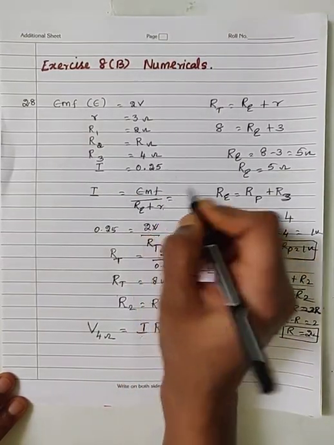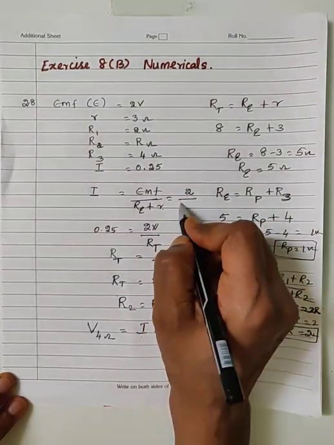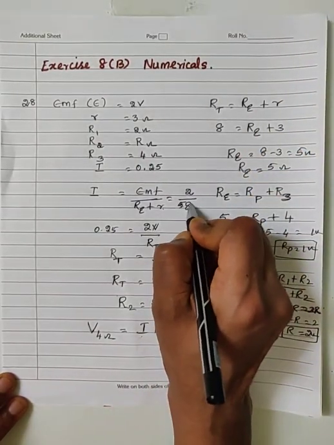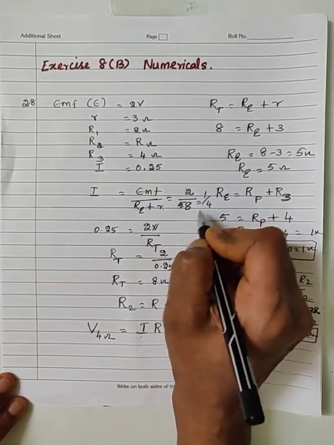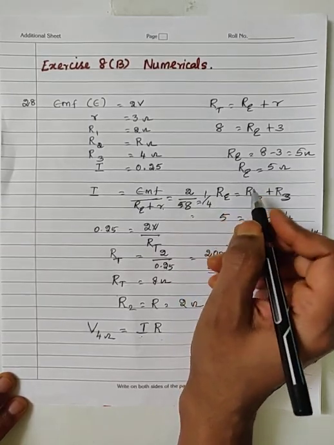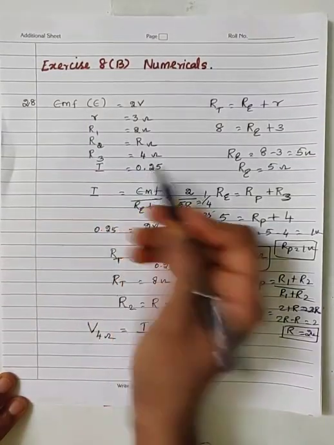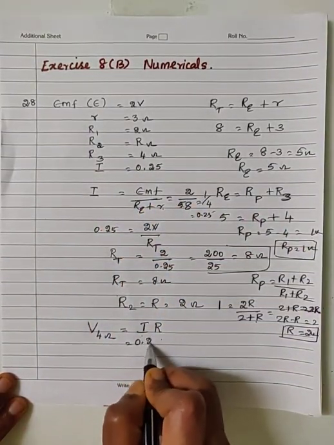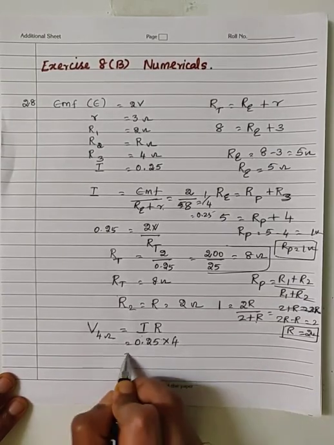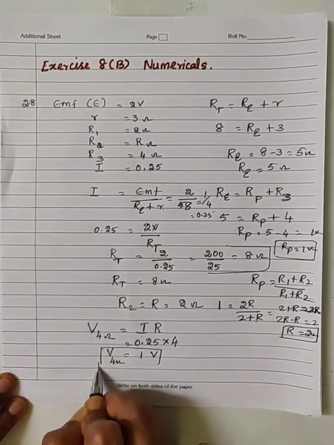So come to this equation. EMF of the cell is given as 2 and the external value of the resistor we have calculated as 5, or the total resistance directly I can write. Total resistance is equal to 8. So 2 by 8 is equal to 1 by 4, which is equal to 0.25. I is directly given in the question. Here itself we can take. So I is equal to 0.25 into the value of the resistance across 4 ohm resistor. So into 4, which is equal to 1 volt. So the potential difference across the 4 ohm resistor is equal to 1 volt.